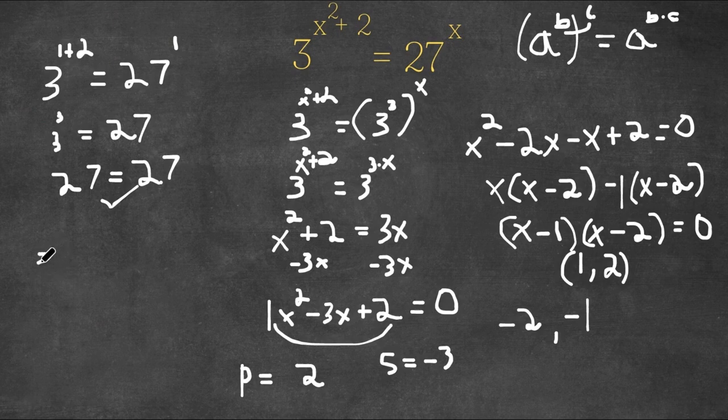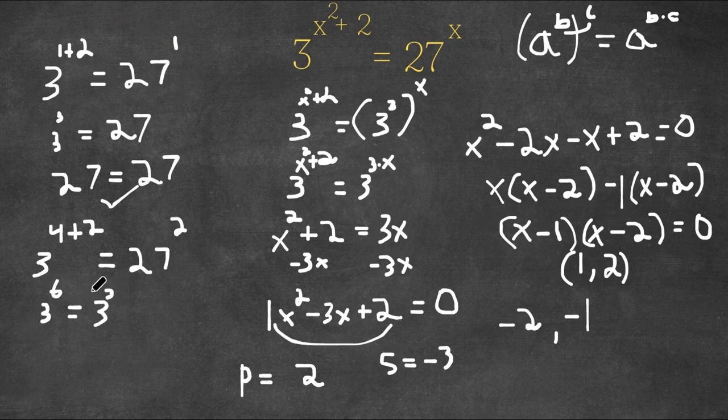Now let's test out 2. So we have 3 to the power of 2 to the power of 2, which is 4, plus 2, and this equals 27 to the power of 2. Now this is 3 to the power of 6 equals, we can actually change 27 into 3 to the power of 3. We really don't have to use a calculator. To the power of 2, and these two multiply, so we get 3 to the power of 6 equals 3 times 2 is 6, so 3 to the power of 6. So this is right as well.